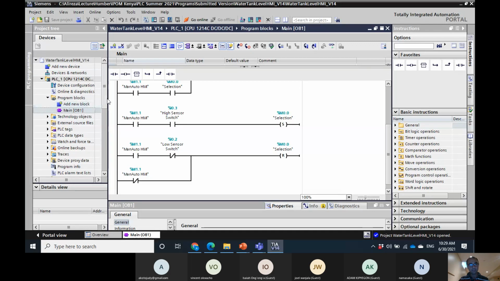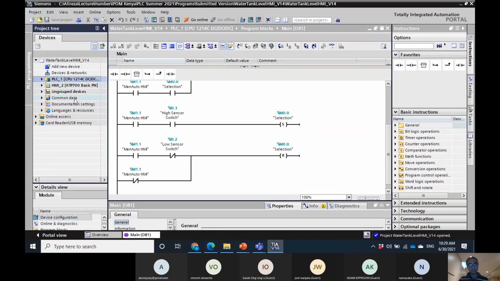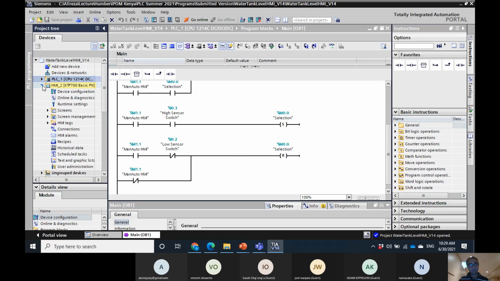Okay. For the HMI, let me open the HMI part. Again, this HMI has many parts. The main part and the part that we need is this one. Open these screens.